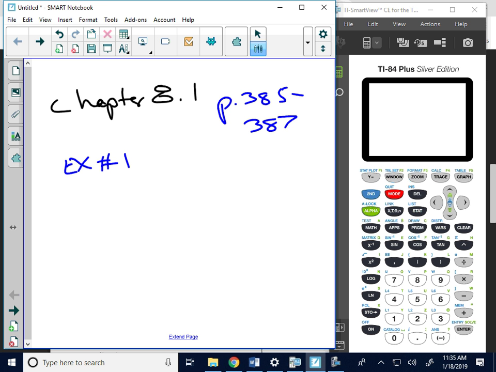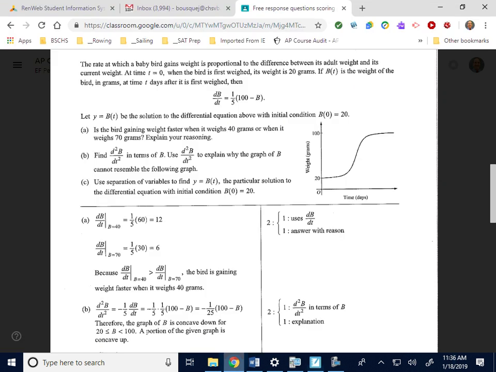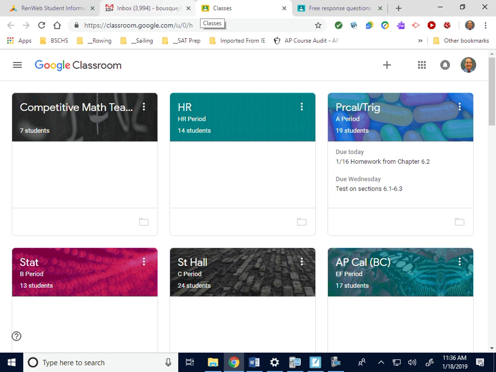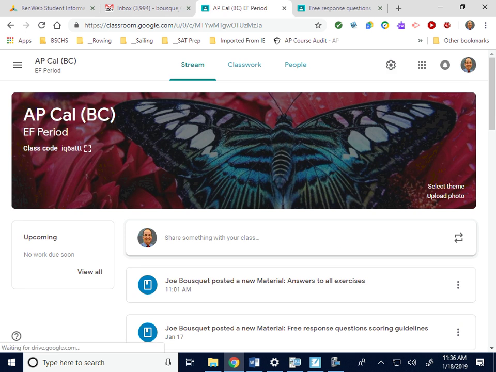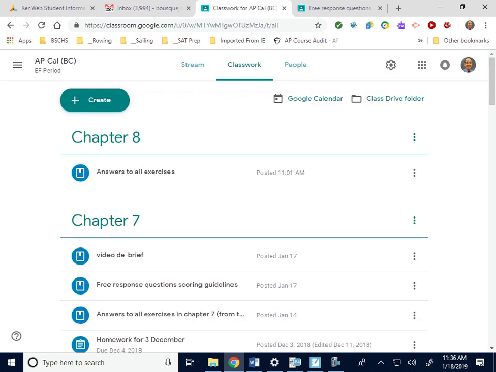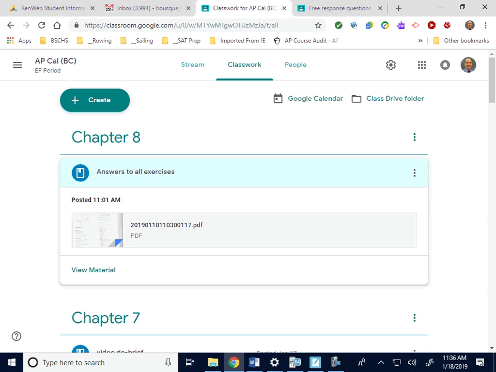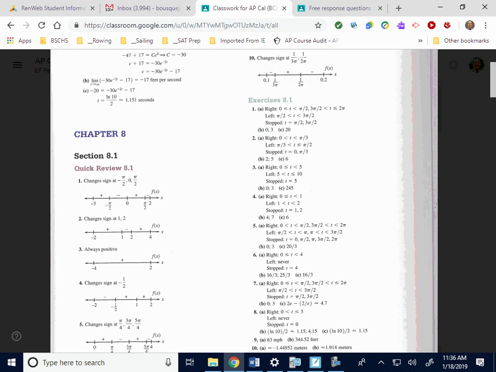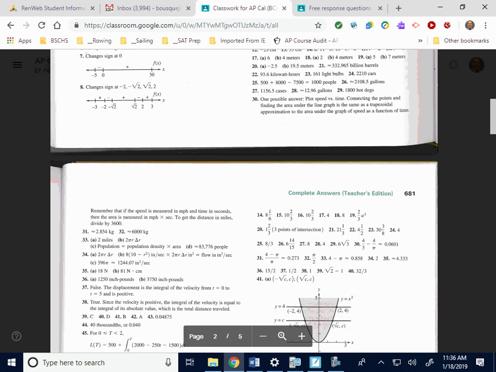Oh, and by the by, as you start to work these problems, go back to your class page for a minute. I have put in your G class, chapter 8. This is all the exercises. This is out of the teacher's edition. I can't mark on there. This is all the answers to chapter 8, right? So starting with a quick review of 8.1 and going all the way through the end of the chapter.